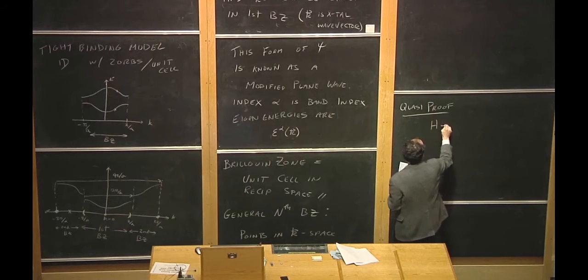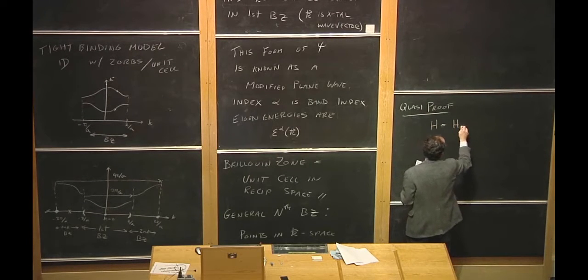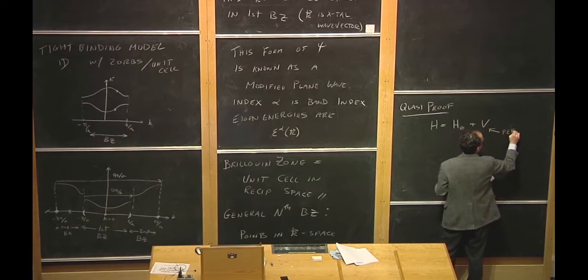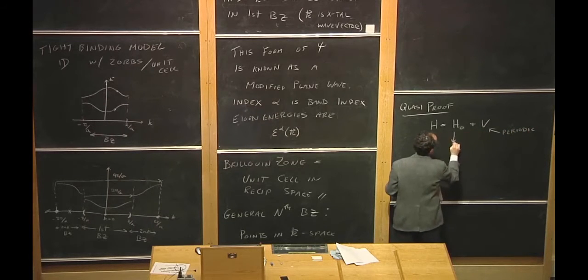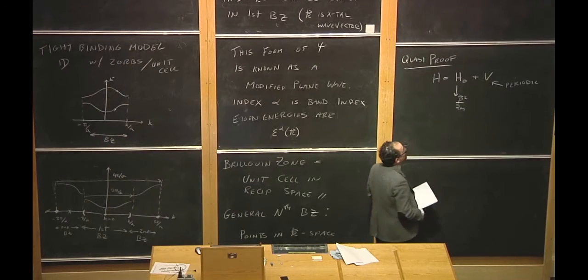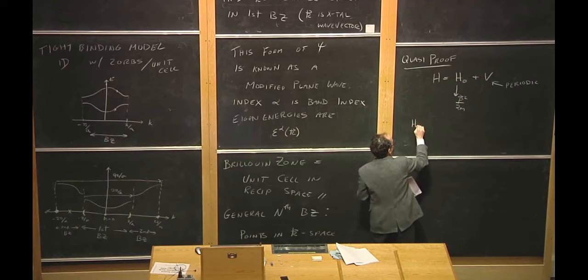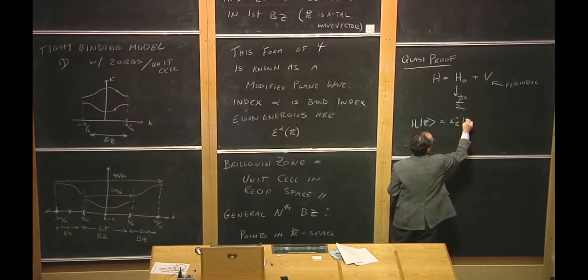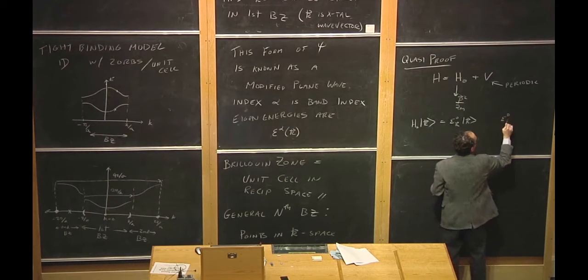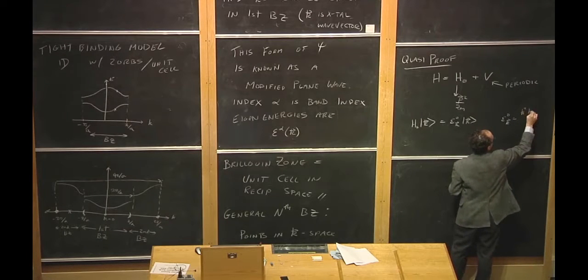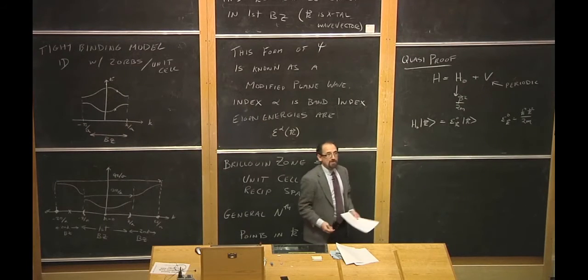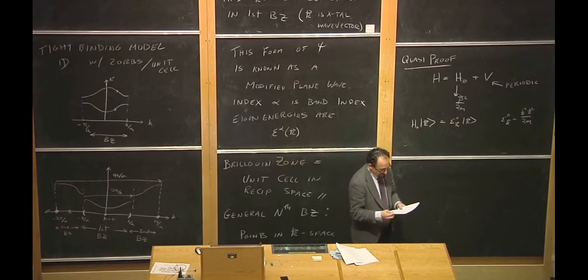First, we'll consider a Hamiltonian which is H naught, just the free electron Hamiltonian, plus our potential V, which is periodic. And H naught is the usual p squared over 2m. Now, if we threw away the periodic potential, we would know the eigenstates. Those are just plane waves, with E naught of k equal to h bar squared k squared over 2m, as we usually have. So far so good. We know we have the plane waves. Then we have to add the periodic potential.